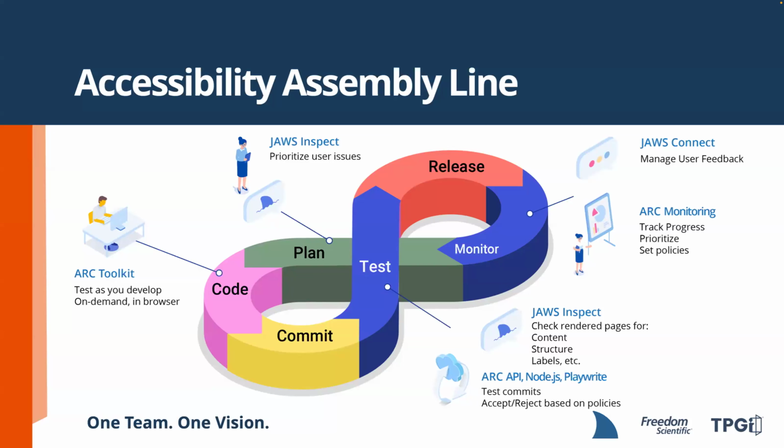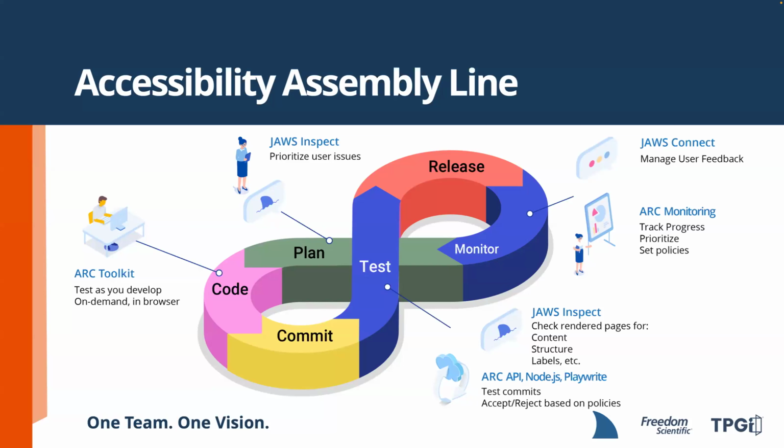Okay. Then you get into the planning phase, and this is where the likes of JAWS Inspect come in, because they will help you prioritize what you fix based on what's impacting the user the most. Okay, if you can't fix everything in one go, you can prioritize user issues by testing with JAWS Inspect.